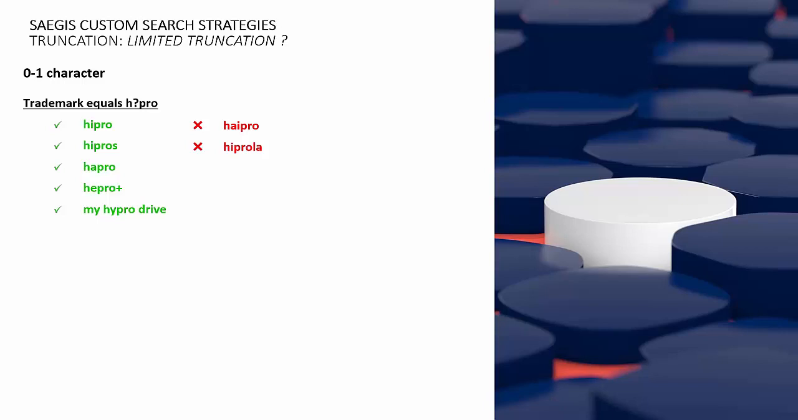If you want to search for different spellings of your search term, you can easily do so by replacing characters with a question mark. Each question mark you enter replaces up to one character. So to search for different spellings of Hypro, you can enter H?PRO. You can use multiple question marks if you want to replace more than one character.